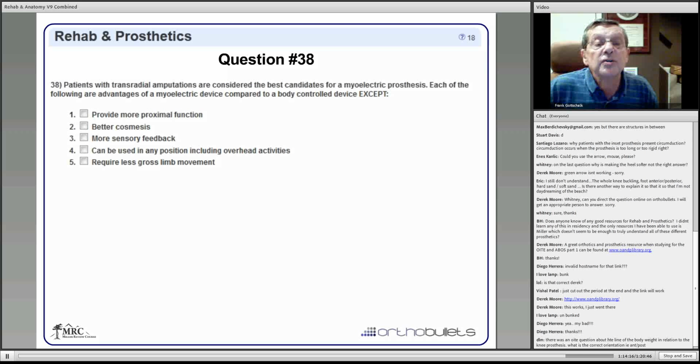Patients with transradial amputations are considered the best candidates for a myoelectric prosthesis.